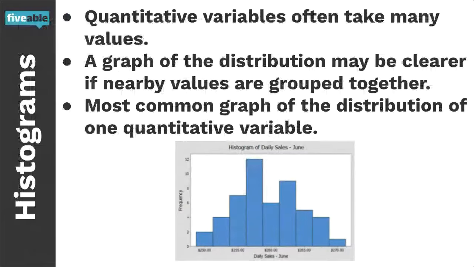The probably most important and most common one is what's called a histogram. Quantitative variables often take many values, so a graph of a distribution may be clearer if nearby values are grouped together. That's what we call a histogram. It's the most common graph of a distribution of one quantitative variable. Here is an example of a histogram. We have the daily sales in June. And for a histogram, you're always going to have frequency on the y-axis. So it's going to show how many times.